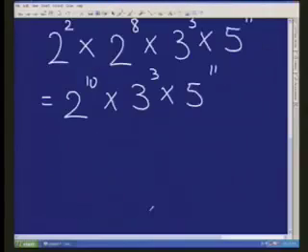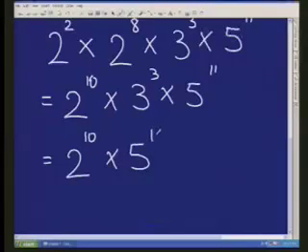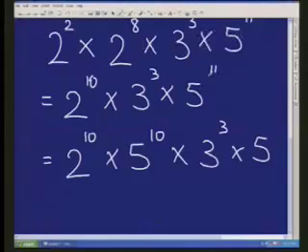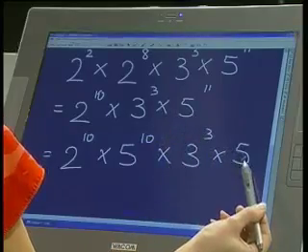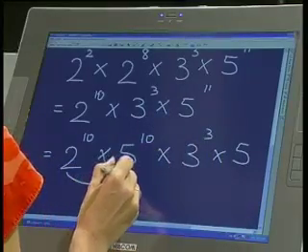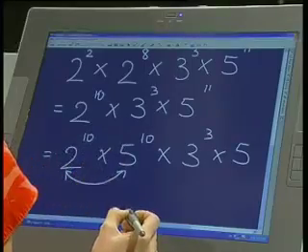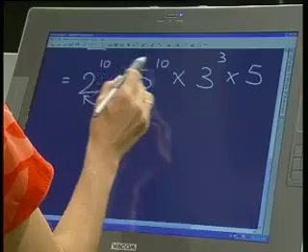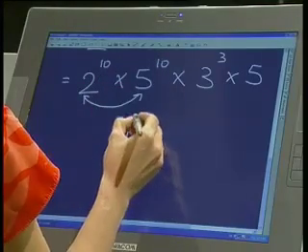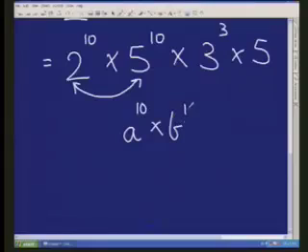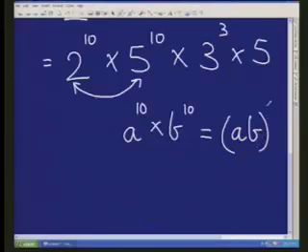Can I shorten this? Well, this 2 to the 10, I could multiply with this 5 to the 11 and make it 2 to the 10 times a 5 to the 10 times a 3 cubed times a 5. So I've split 5 to the 11 into 5 to the 10 times the 5. And now this connects beautifully together, because our exponential law says that if the bases are different but the power is the same, then we've got this happening: a to the 10 times b to the 10 is equal to the product ab all to the 10.